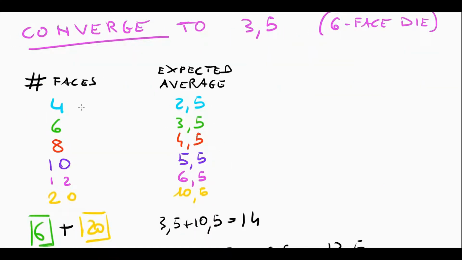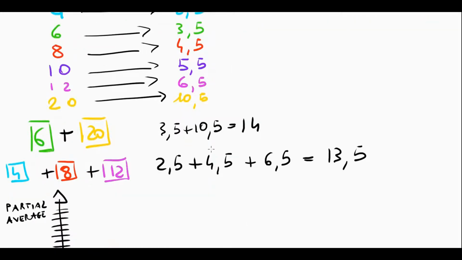So for a 4-face die, we should obtain 2.5. For a 6-face die, we obtain 3.5, and so on. If we consider a set of dice, so for example, if we take a 6-face die and a 20-face die, the expected average will change.